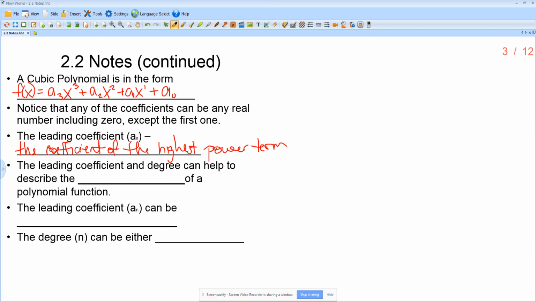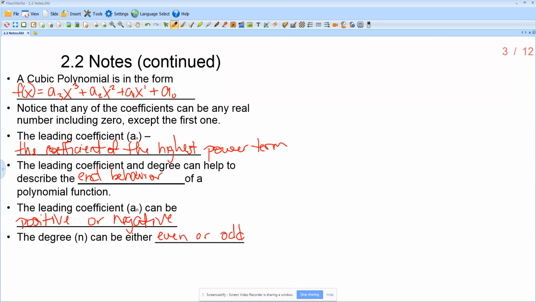The leading coefficient and the degree of the leading term can help describe what's called the end behavior of a polynomial function. So when we look at that leading coefficient, what we're concerned with is whether or not it's positive or negative. We don't care the actual value if we're talking about end behavior. We just care about, is that leading term positive or negative? And then the degree, what we're concerned with is whether or not it's even or odd.